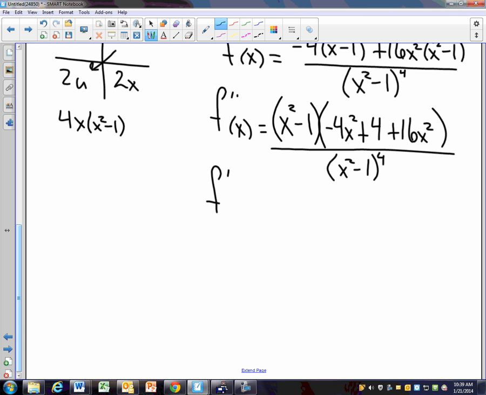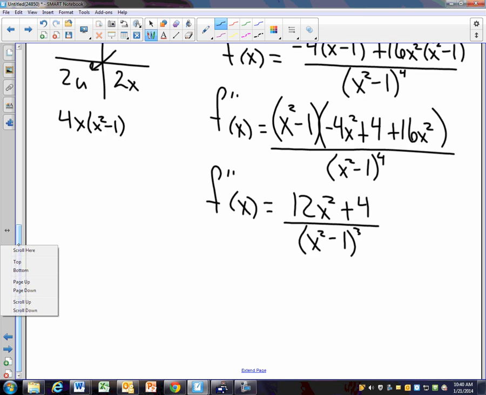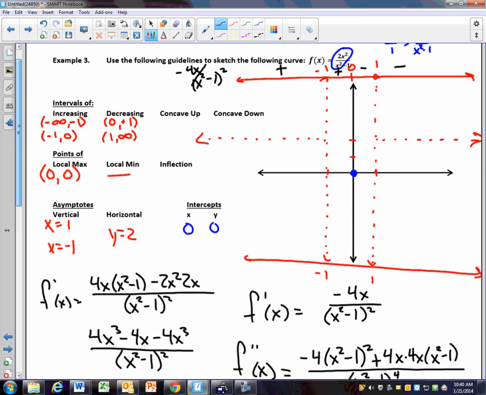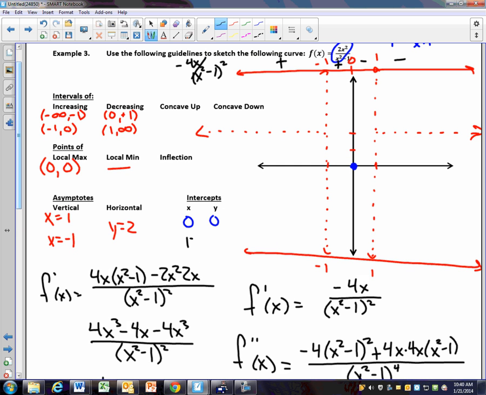Cancel them. You end up with f double prime of x is equal to negative 4x squared and 16x squared make 12x squared plus 4 over x squared minus 1 to the third. Good. That is the second derivative. 12x squared plus 4 over x squared minus 1 to the third. I'm going to put that in the spot where I can find it. That's how I like to organize my work.